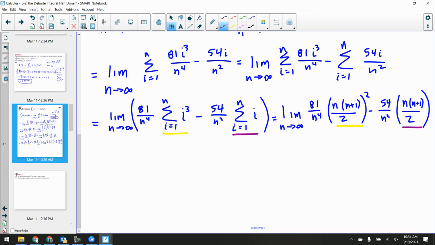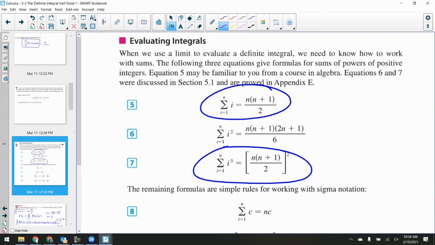And now, once I reduce this down, I'm going to be able to evaluate the limit. You might have said this, but why did you square the one parenthesis and not the other? That was just the formula. That was just the i cubed formula. Got it.